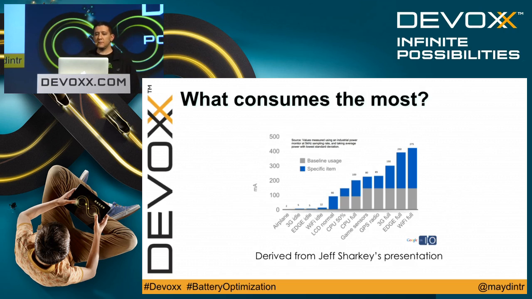Now let's see some real stuff. What consumes the most? Initially, when the device is in airplane mode or idle state, it doesn't consume much. It starts consuming when the screen turns on. Approximately 90 milliamps is consumed. Then CPU, game sensors, GPS, radio, and network components like Wi-Fi, 3G, and Edge connection are added on top of it. And network components consume the most.